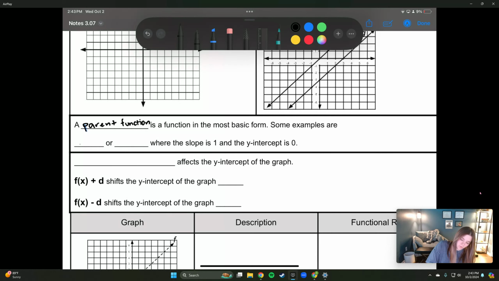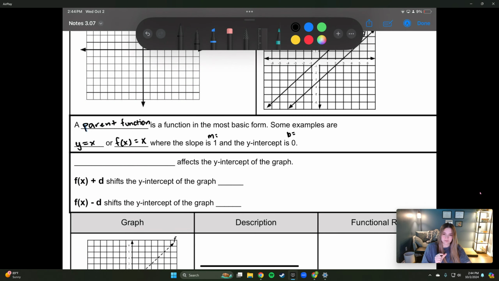For example, y equals x, or f of x equals x, where the slope is 1 and the y-intercept is 0. Okay, so for these two functions, y equals x and f of x equals x, the slope is 1 and the y-intercept is 0. If you'll remember, your slope is your m and your y-intercept is your b. We talked about that last week, but as a reminder, slope is m, y-intercept is b.